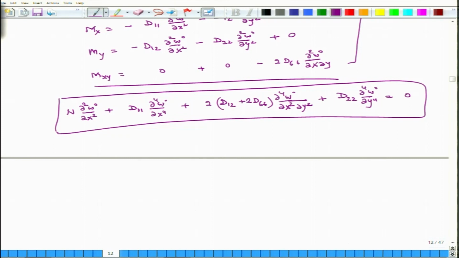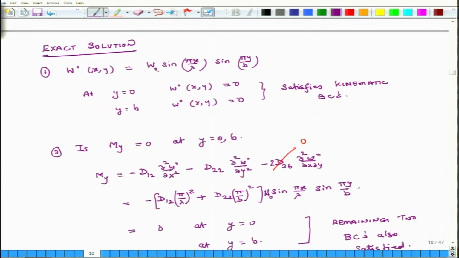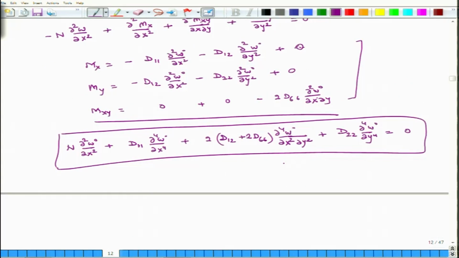What we will do now is plug in the value of W naught, the assumed function, in this simplified differential equation, which will also help us understand buckling. Using this, we will compute what kind of buckling loads and wavelengths are involved in this buckling phenomenon.